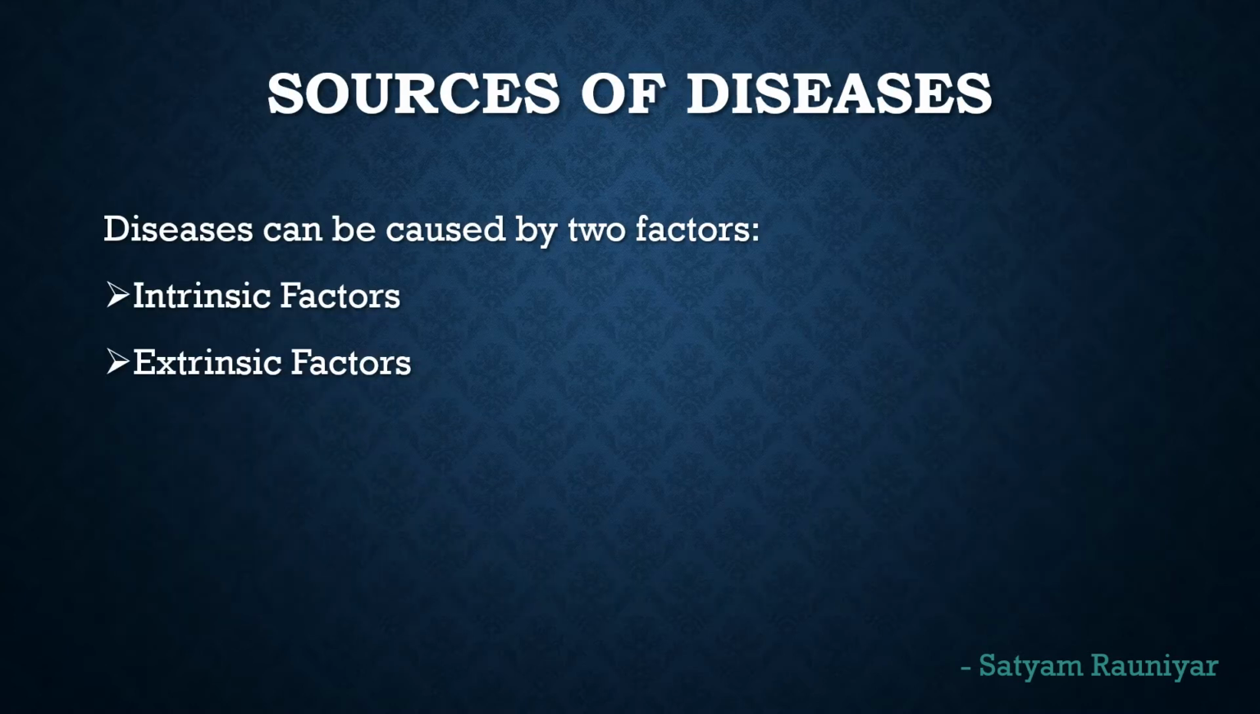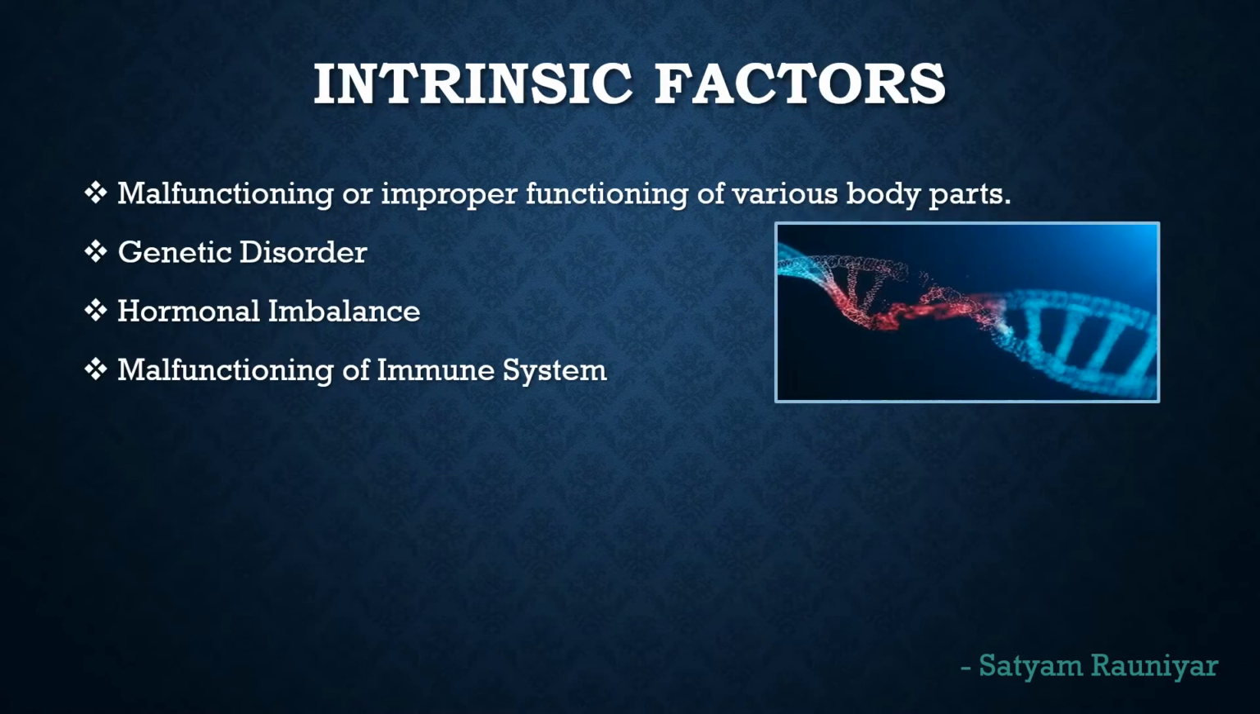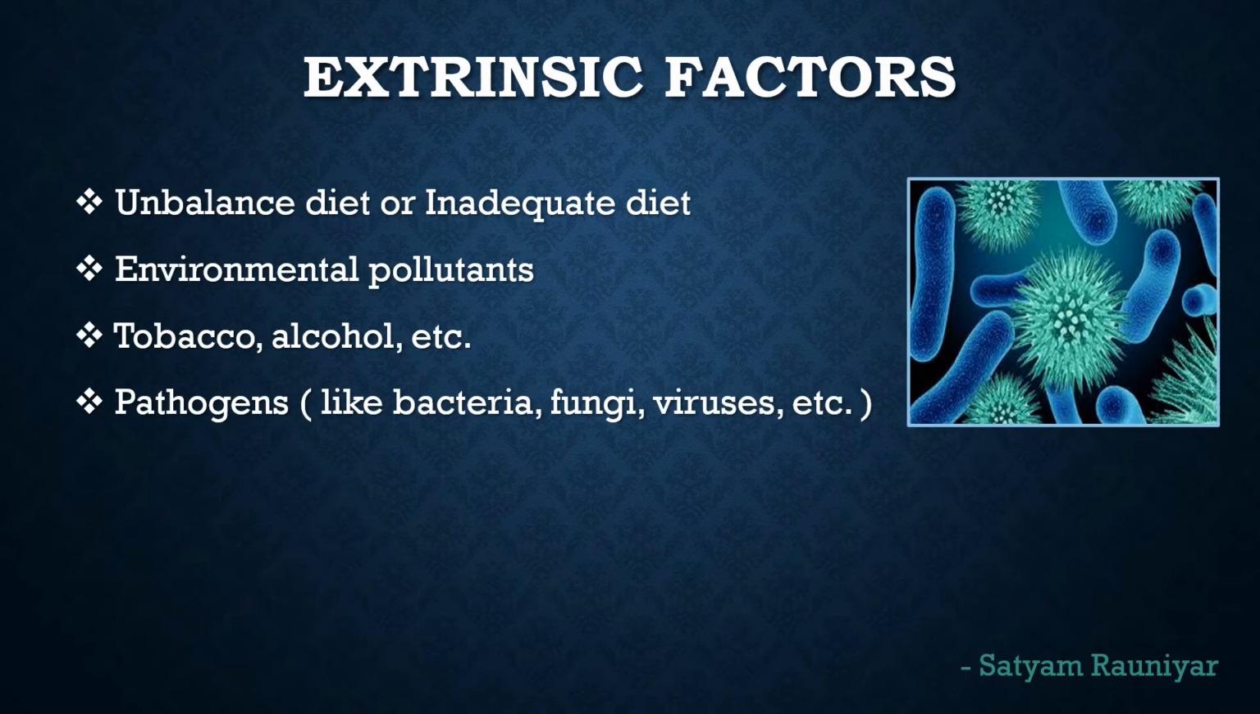Sources of diseases. Diseases can be caused by two factors: intrinsic factors and extrinsic factors. Intrinsic factors include malfunctioning or improper functioning of various body parts, genetic disorder, hormonal imbalance, and malfunctioning of the immune system. Extrinsic factors include unbalanced or inadequate diet, environmental pollutants, tobacco, alcohol, etc. Pathogens like bacteria, fungi, viruses, etc.